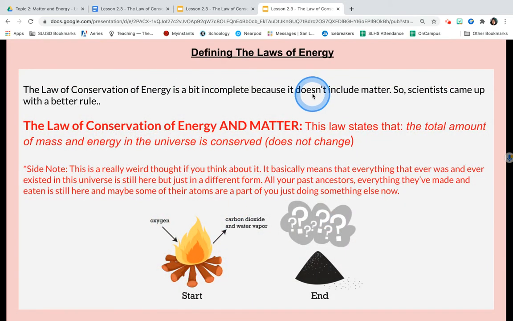So in chemistry, we use matter a lot, right? So we added to the rule a little bit and we made the name of the rule even longer. So now we call it the law of conservation of energy and matter. This law states that the total amount of mass and/or energy in the universe does not change, right?